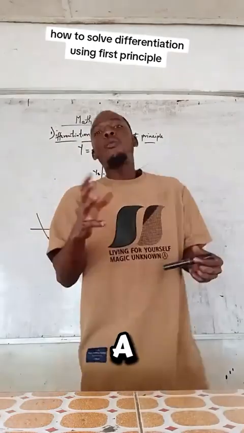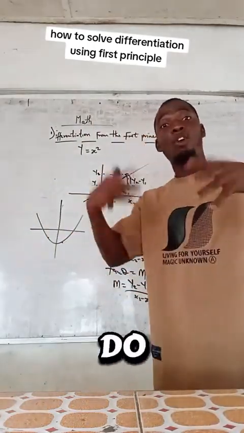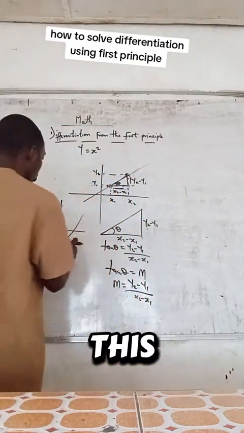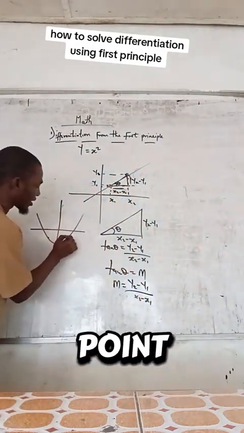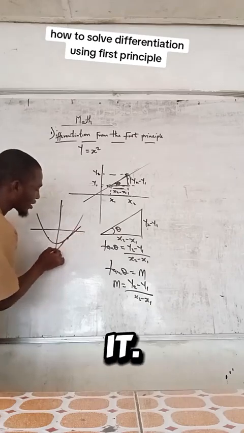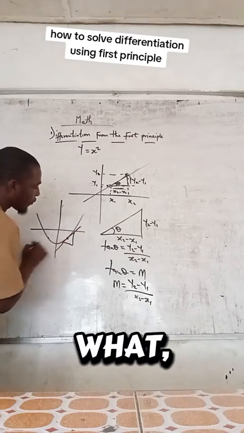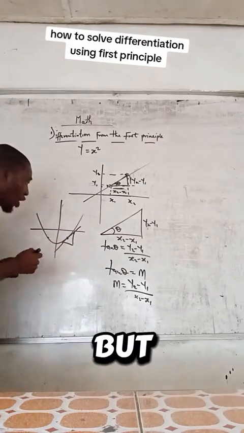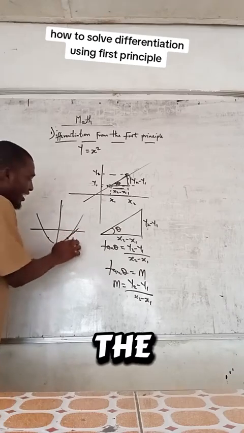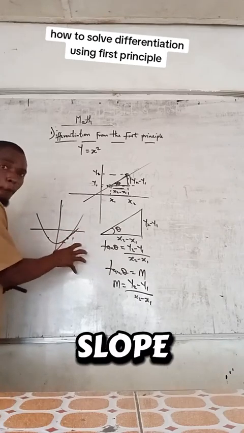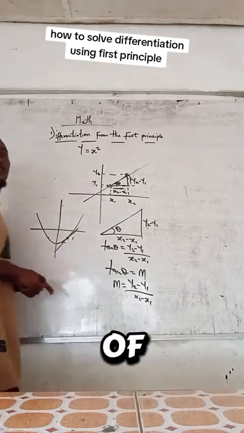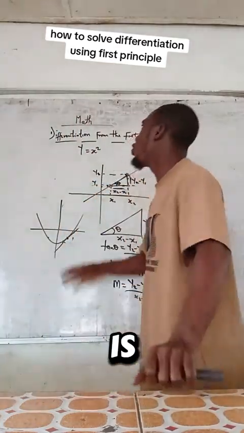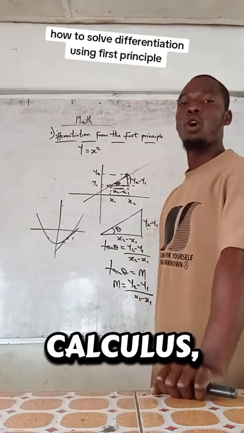So a way of finding this slope, when you are doing your quadratic equation, is to pick a point here, then draw a tangent to it. With this tangent, I can now find my slope between one of the points there, and I will get my answer. But the best way to find the slope of a curve is using differential calculus.